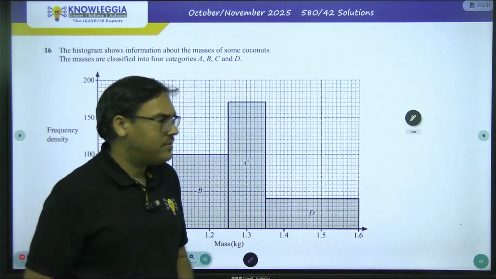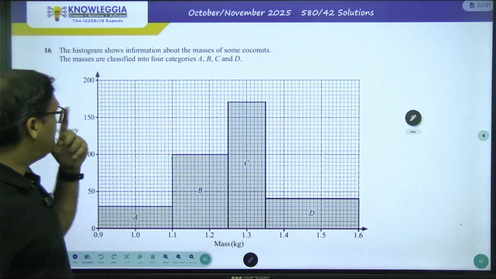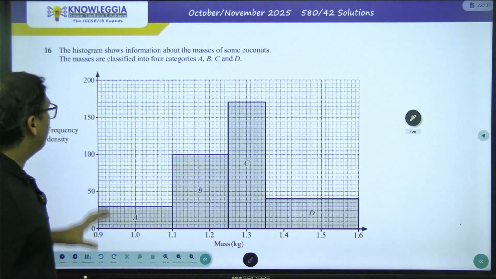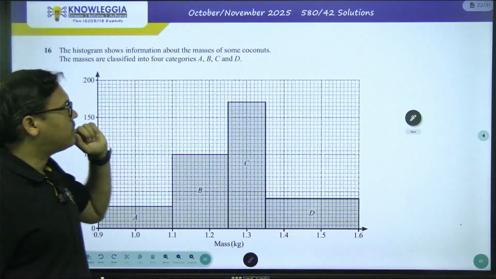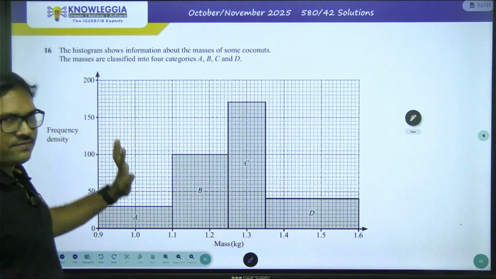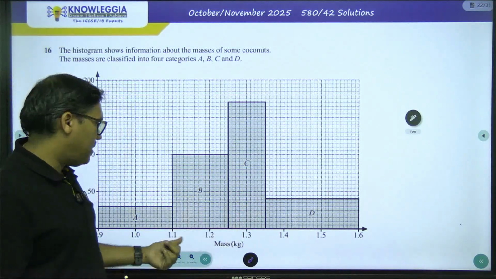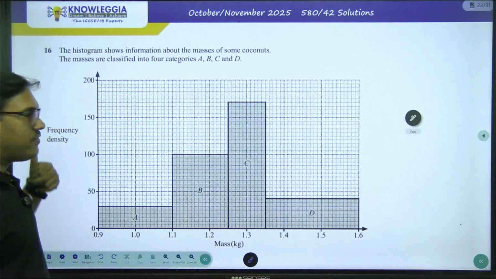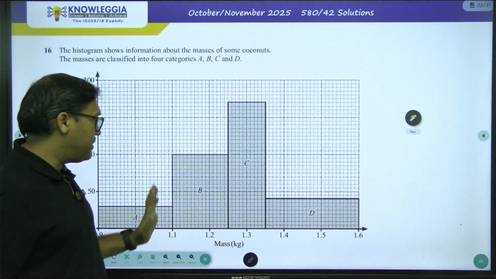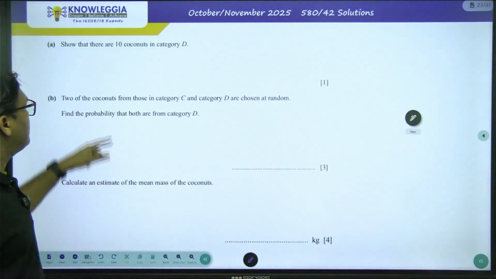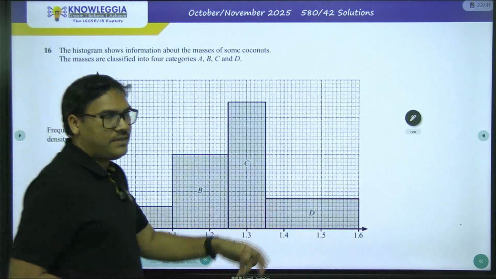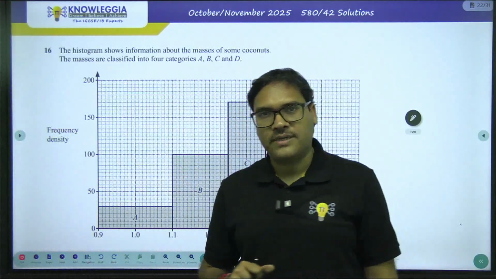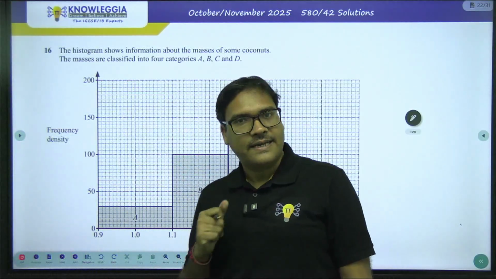Now the next question. The question on histogram, that is statistics. We have a histogram which shows information about the masses of some coconuts. The masses are classified in A, B, C, D categories according to the mass and frequency density. This is the histogram given to you. The question is, show that there are 10 coconuts in category D. That means you have to count the frequency in category D.